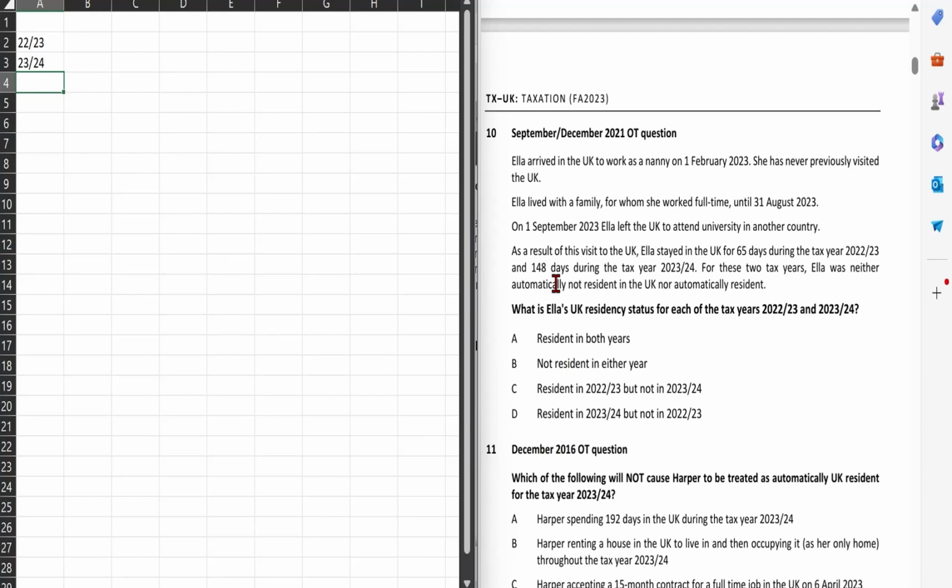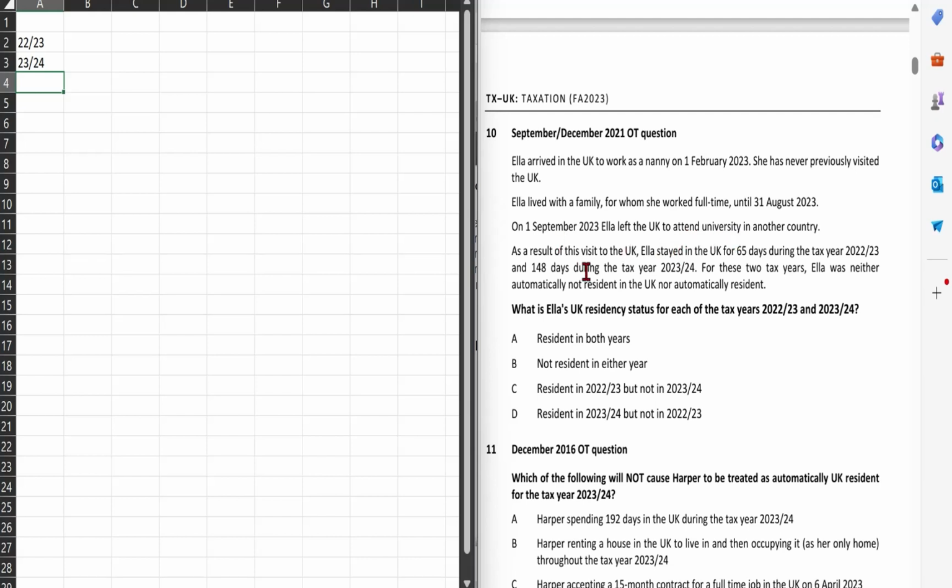Ila arrived in the UK and worked as a nanny on 1st February 2023. It means 2 months prior to the end of the tax year. She has never previously visited the UK. Ila lived with a family for whom she worked full time until 31st August 2023. In September 2023, Ila left the UK to attend university in another country.